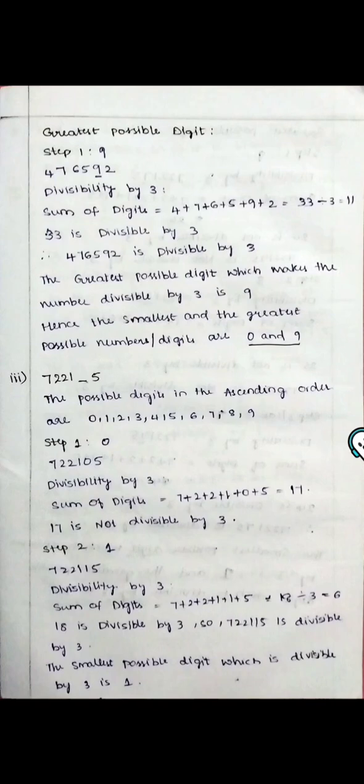So possible digits are these things. In step 1, if we put 0 and then add, we get 17, which is not divisible by 3. If we put 1 and add, we get 18, and 18 is divisible by 3. So we can say that the smallest possible digit is 1.